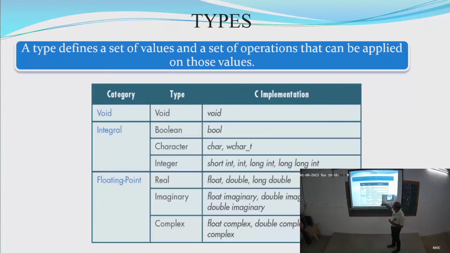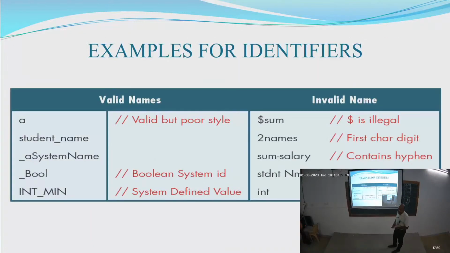Okay. Next, here int is a keyword. Keywords cannot be used as identifiers. Already we have seen the keywords int, auto, continue, like that. The keywords cannot be used as identifier names.